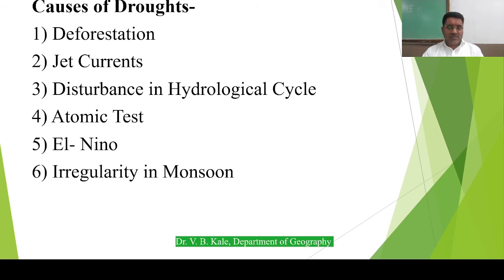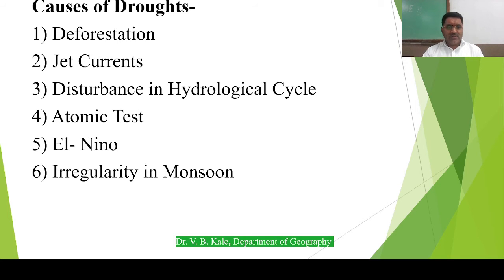El Nino is one effect which occurs after 3 years or sometimes after 7 years, which also has an effect on droughts and particularly on rainfall. Whenever there is an El Nino, there is a lack of rainfall, which creates droughts.